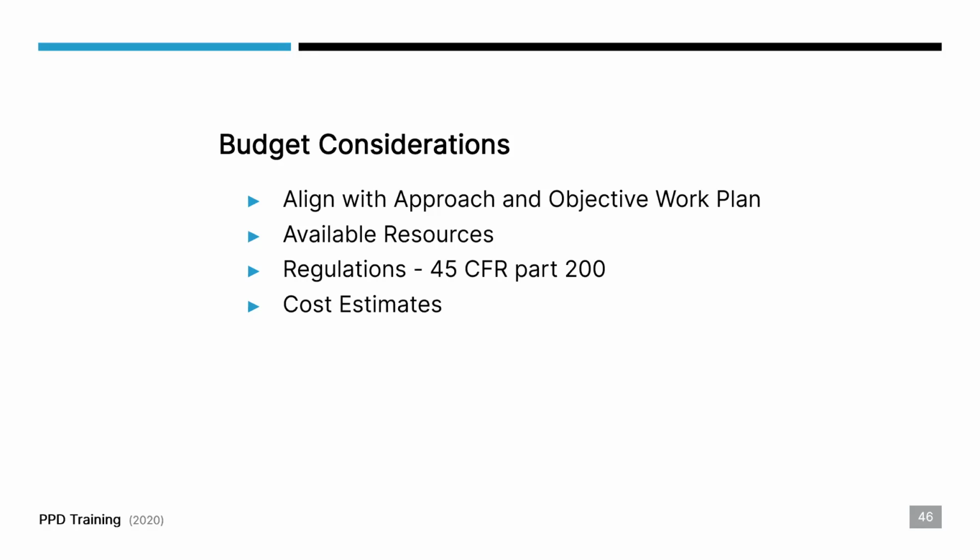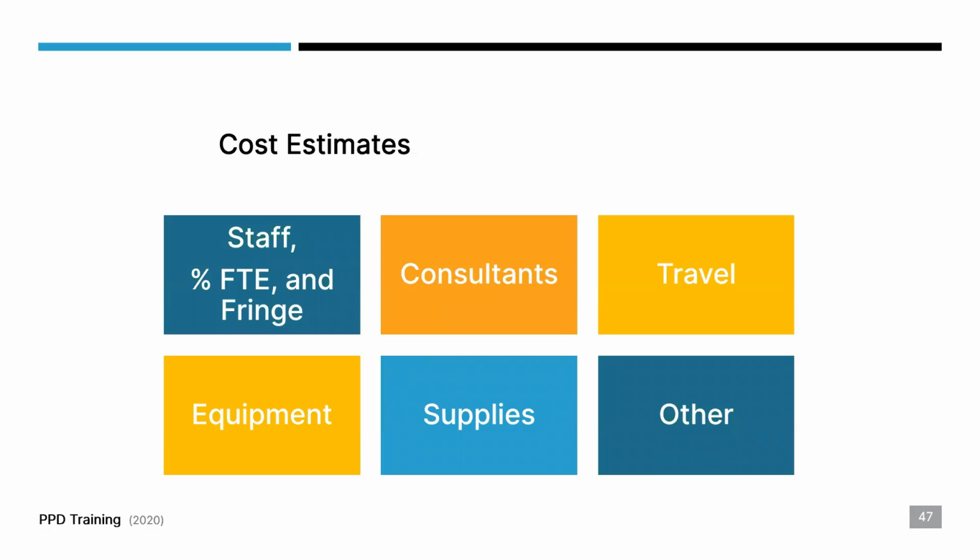The next is start gathering your cost estimates. You're going to need these. They need to be fairly detailed, and we'll definitely get into that in the next slides. Okay, to begin gathering cost estimates, we'll start with staff. So staff includes salaries and fringe benefits.